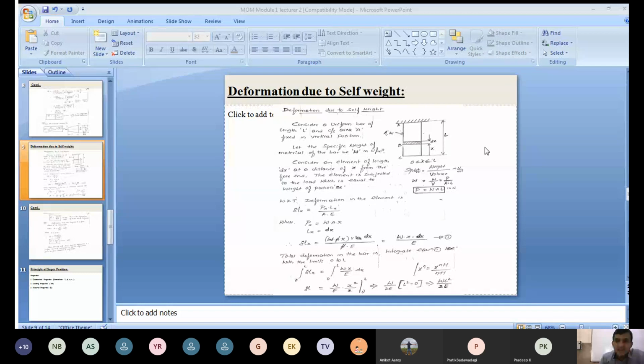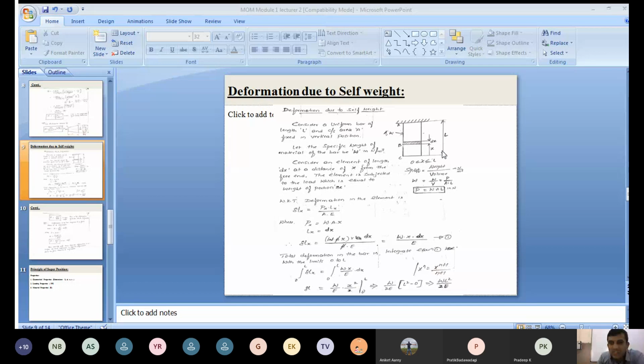When your object is kept in vertical position, the entire weight of the body acts vertically downward due to gravity. Right? Now specific weight will come. Weight per unit volume is nothing but specific weight, represented W. Weight we represent as small w divided by volume V. Because two W's are there, one capital W, another small w, instead of weight I can represent it as a load P. Volume is nothing but area into length.